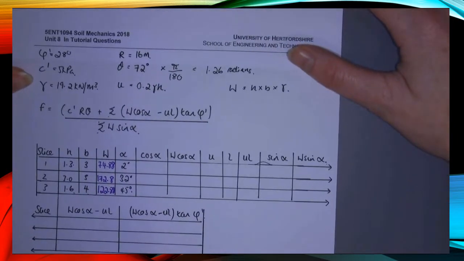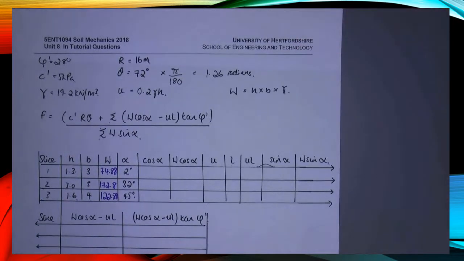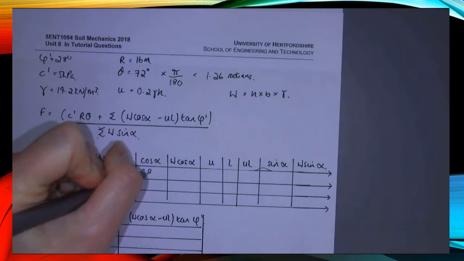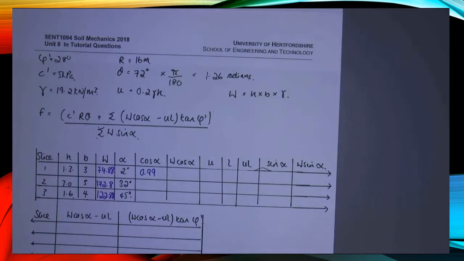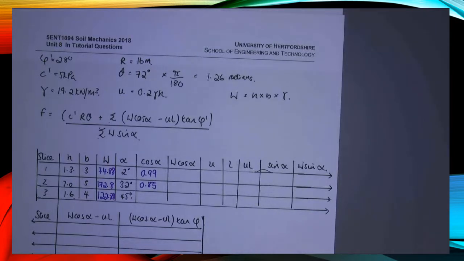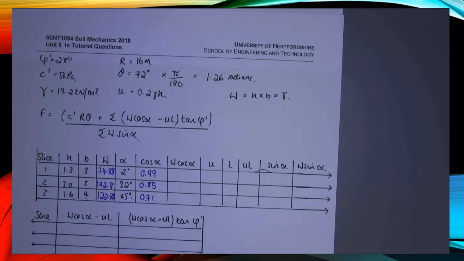So from those values we can now calculate the cos alpha and the sin alpha. So cos of 2 equals 0.99. Cos 32, 0.848, so we'll go for 0.85, and cos 45 was 0.71. We go for the sin alpha at the same time. So sin 2 equals 0.035, so we'll go for 0.03.